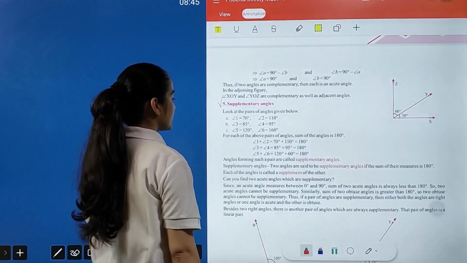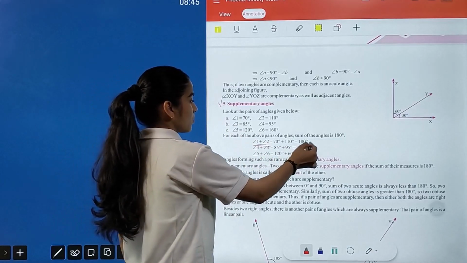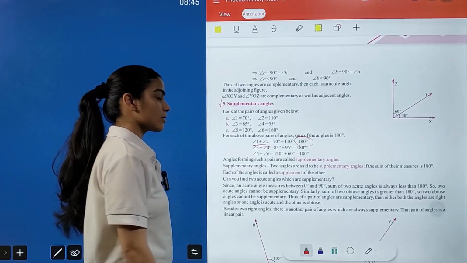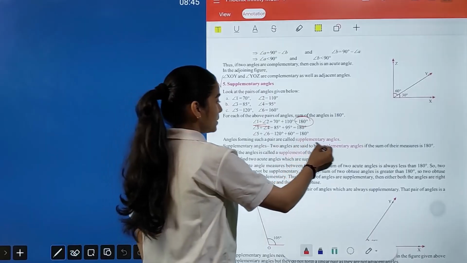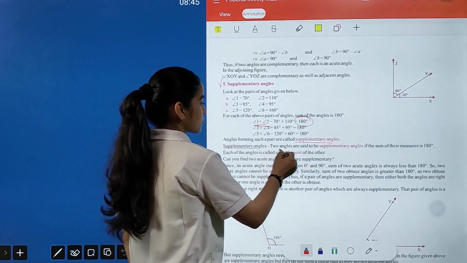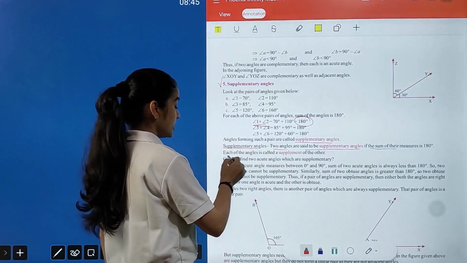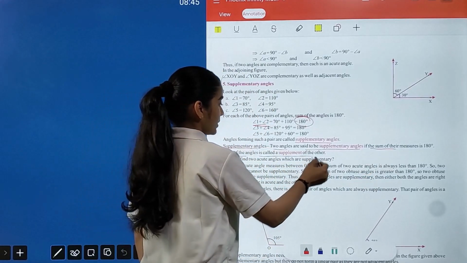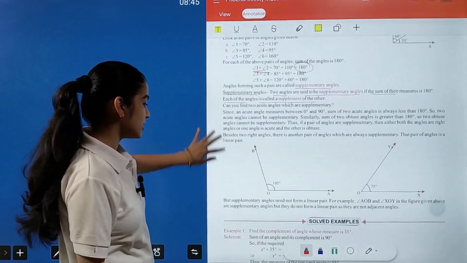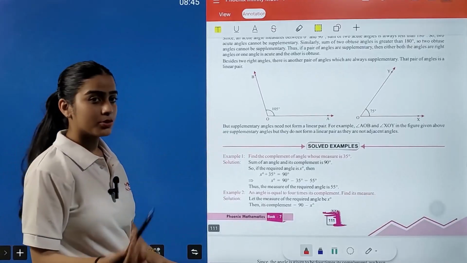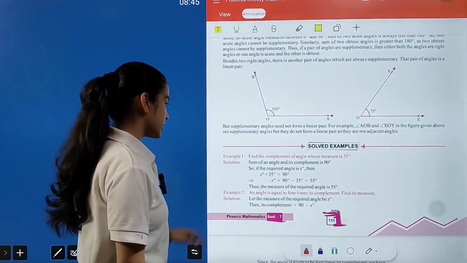Next we have supplementary angles. Supplementary angles means when the sum of two angles is equal to 180 degrees, they are called supplementary angles. Two angles are said to be supplementary angles if the sum of their measure is 180 degrees. Each of the angles is called a supplement of the other. It could be acute or obtuse, or it could be right angles as well, because when you add an obtuse angle and an acute angle, their sum can be equal to 180 degrees. It is possible.